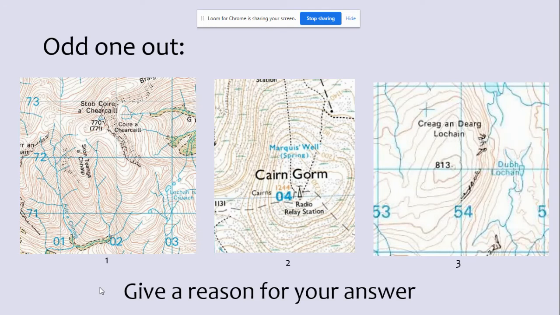So hopefully you all said number 3. The reason being because this one shows a much less steep landscape, as the contour lines here are much further apart. Whereas here we can see there's very steep slopes. Whereas here, there are slopes because we've got our contour lines. But overall, we've got a bit of a steep slope here. But overall, it's a lot more gentle. We've got some flatter land here, whereas this is showing very, very steep slopes all over.